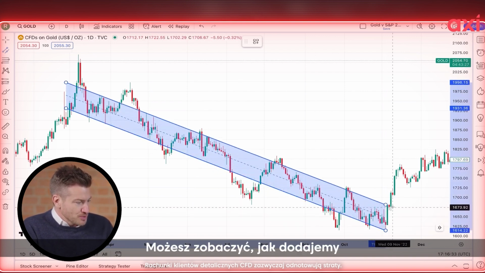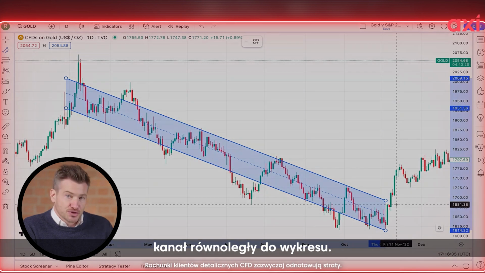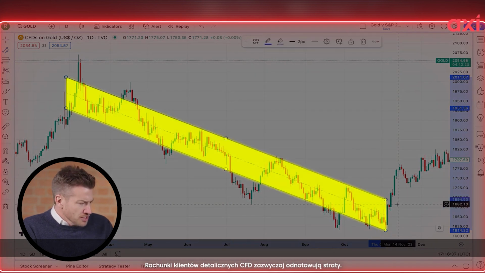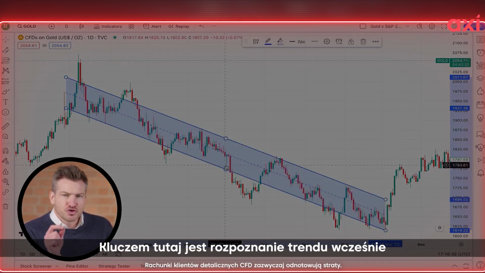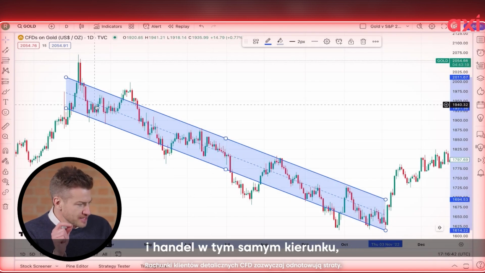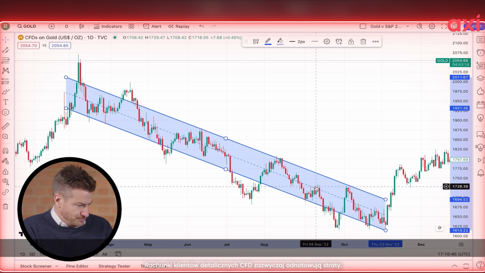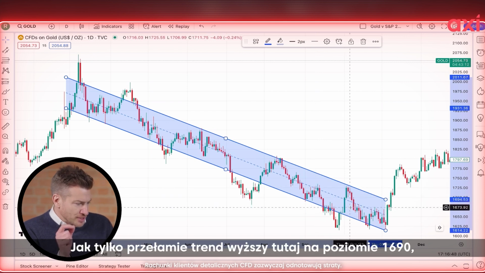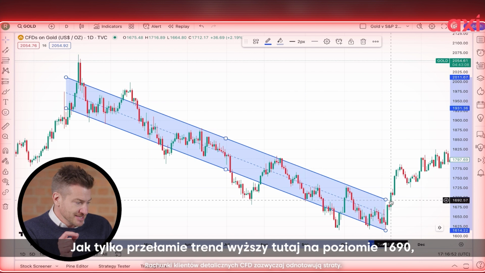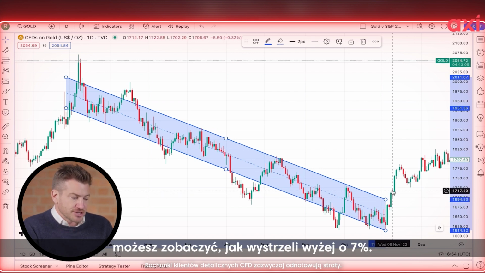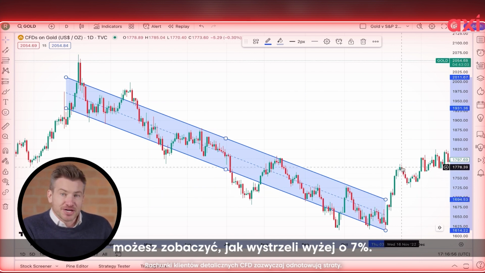You can see as we add the parallel channel to the graph, the key here is to recognize the trend early and trade in the same direction until there are signs of a reversal. As soon as it breaks the trend higher, here at 1690, then you can see it catapults higher by 7%.